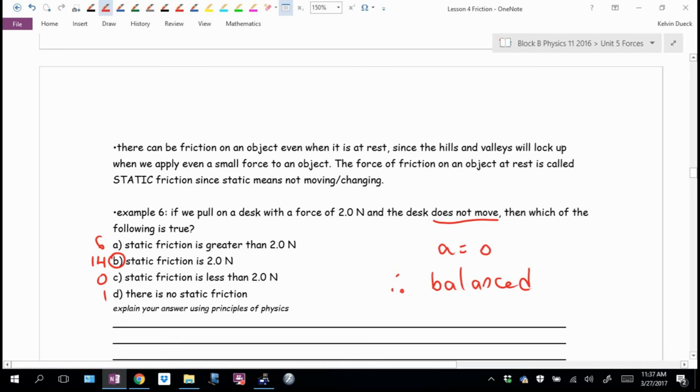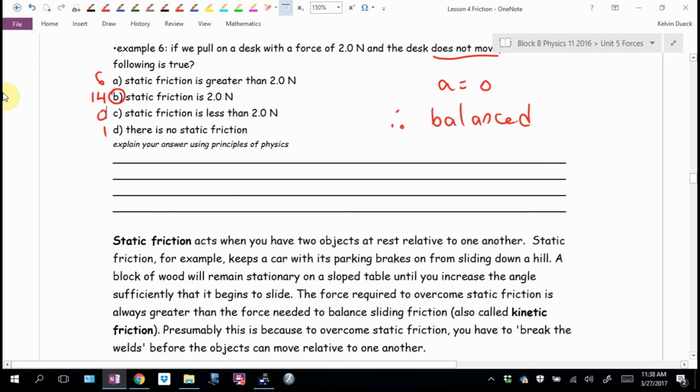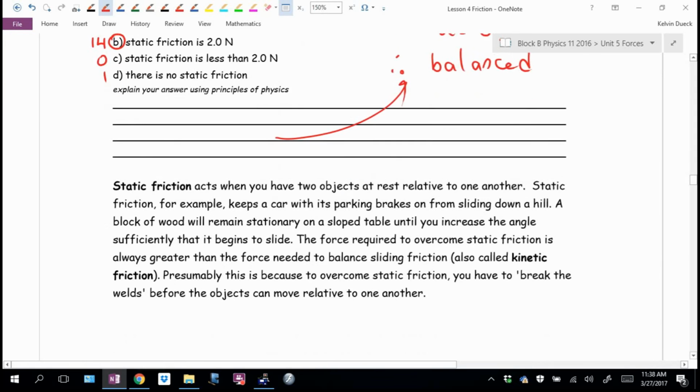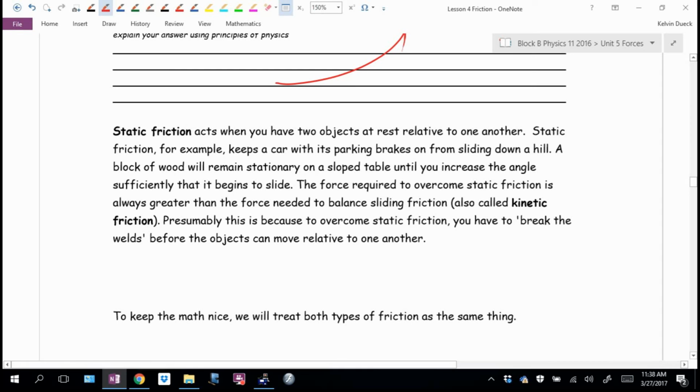Now, if I pull harder and it doesn't move, then static friction will be as big as it needs to be. Maybe it can be bigger than 2 newtons, but I'm telling you, if it's not accelerating, the forces must be balanced. So static friction acts when you have two objects at rest relative to each other. It's what keeps a car stationary with its parking brake from sliding down a hill when it's parked on a hill. The tires push against the pavement, the pavement pushes back against the tires, they're in equilibrium, in balance, no acceleration.